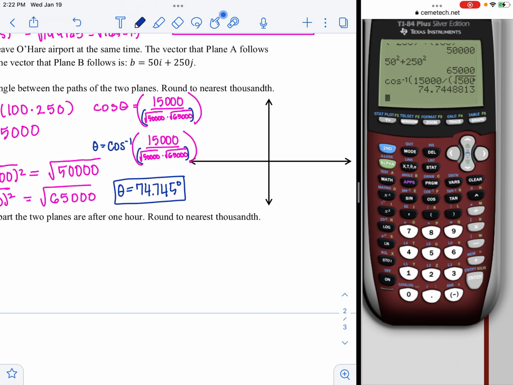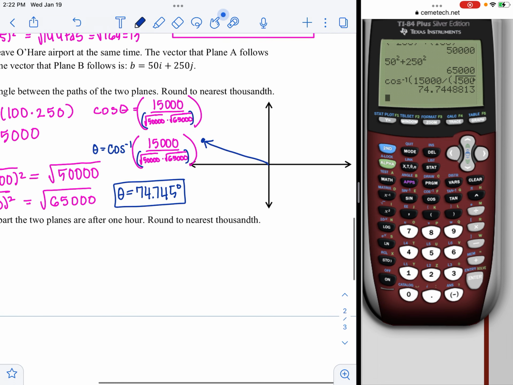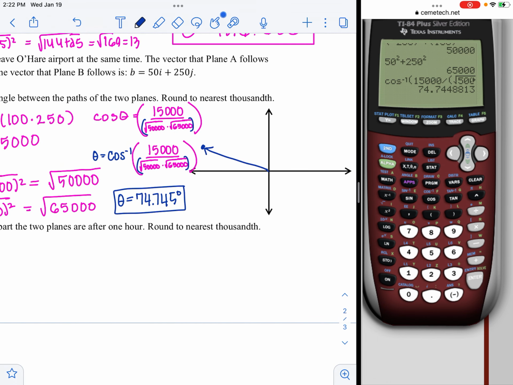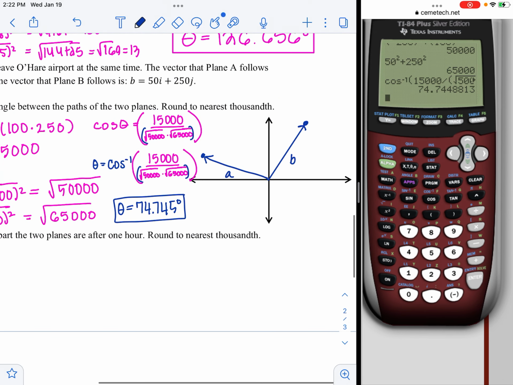So let's draw what this looks like so we can see what we're talking about here. Vector A is negative 200, 100. So that's negative 200 west and then 100 north. Let's say it looks like this. And that's that vector. Okay, that's A. And then B is over 50, up to 250. So this is like, up here. Let's say like that. Okay. All right, so this was A and this was B right here.